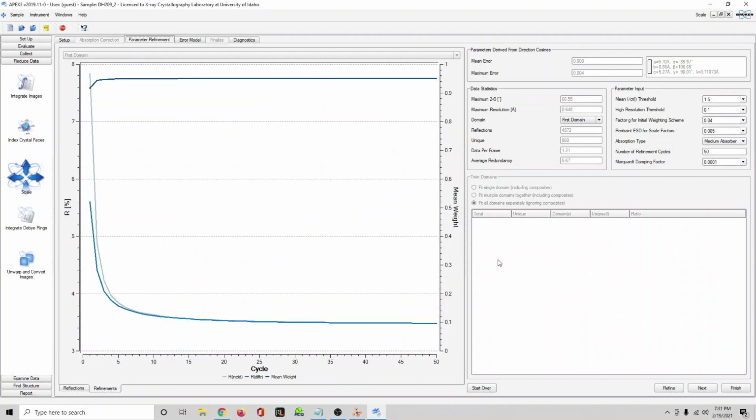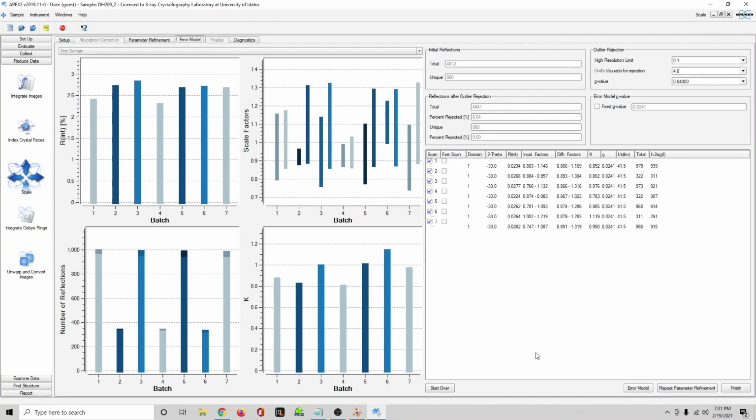And it converges on 3.5-ish. I believe that is a measure of the internal consistency of the Laue group, so of symmetrically equivalent reflections. You always have Friedel opposites, which should be very similar in intensity, but having an R of 3.5% is quite good, so we'll keep going.